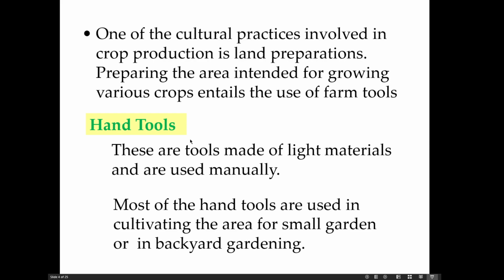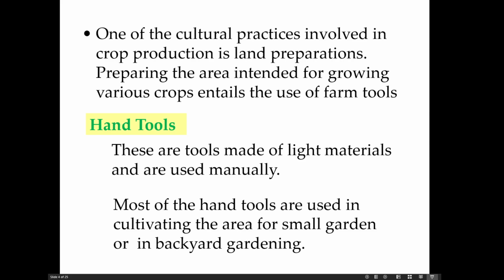So, next, we have the hand tools. Hand tools are tools made of light materials and are used manually. Manually, ibig sabihin, no electricity, no machine effort. So, manually lang. Most of the hand tools are used in cultivating the area for small garden or backyard gardening.